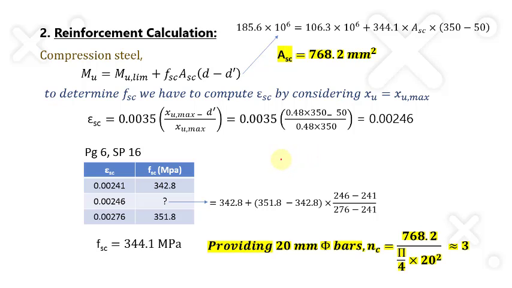Now we will provide a 20 mm dia bar. So I would like to know how many of these 20 mm dia bars are required. So I'll compute it. The number of compression bars of 20 mm dia will be the area of compression steel divided by the cross section area of a 20 mm dia bar. The number of bars has to be a whole number, so it will come as 3. So I'll provide 3 bars of 20 mm dia as my compression steel.